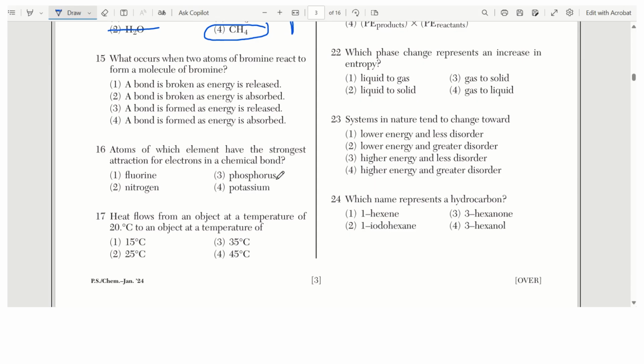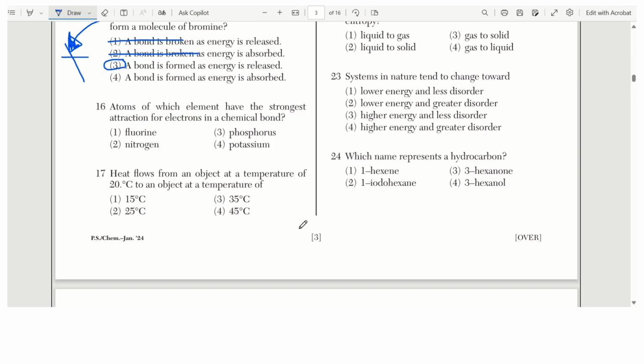Number 15, what occurs when 2 atoms of bromine react to form a molecule? Now, you should understand, first of all, that means a bond is formed. So we can automatically get to a 50-50 here, right? Because we know that a bond is formed. Now, what you have to remember is this, that when you try to break something, you have to put energy in. That means energy is absorbed. So when you form a bond, energy is released, okay?